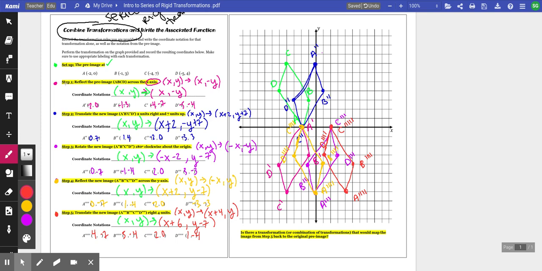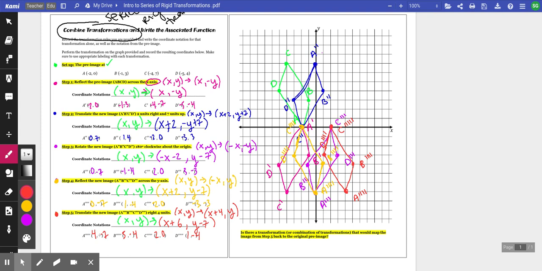So I just did a ton of different transformations. I built off of it. I did a series of rigid transformations. And this is the coordinate notation that is going to take me from the very first point to the very last point. So notice I'm not going step by step with a bunch of arrows in between.